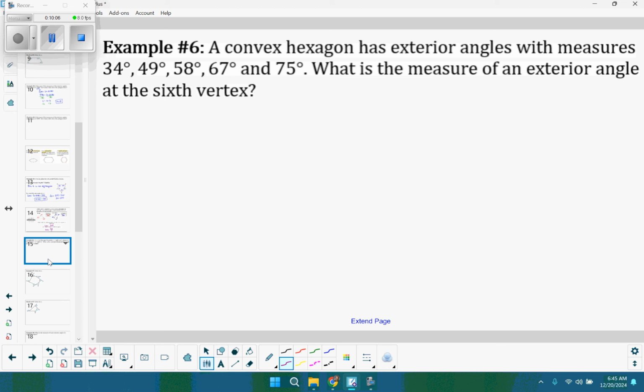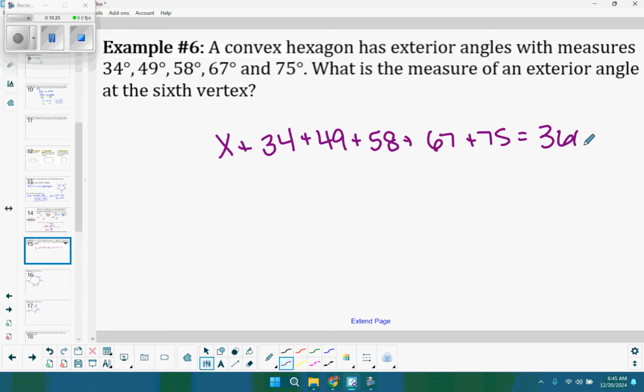For example 6, a convex hexagon has exterior angles with these given measures. What is the measure of an exterior angle at the sixth vertex? We know that the sum needs to be 360, so that missing angle plus 34 plus 49 plus 58 plus 67 plus 75 would equal 360. 34 plus 49 plus 58 plus 67 plus 75 is 283. If I take that away from 360, I get my last angle, which is 77 degrees.